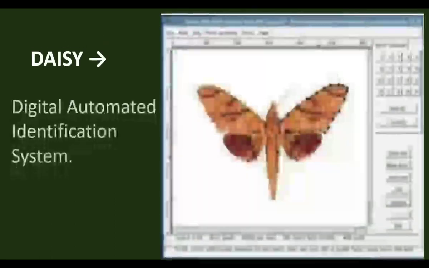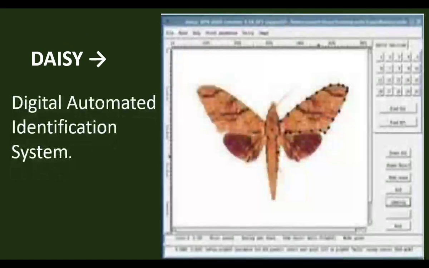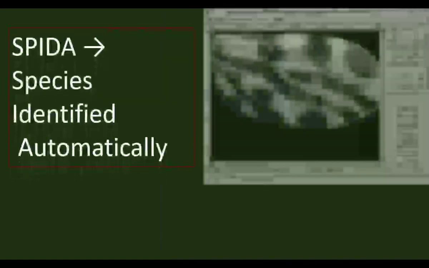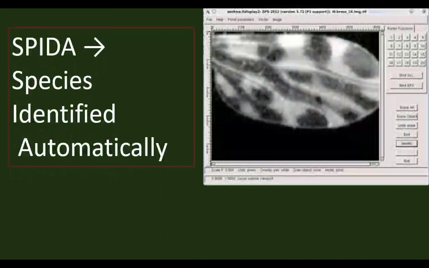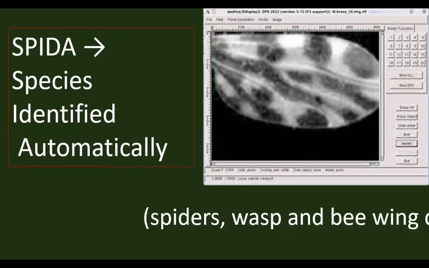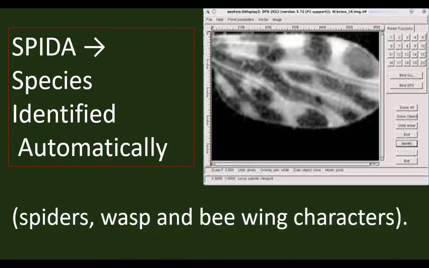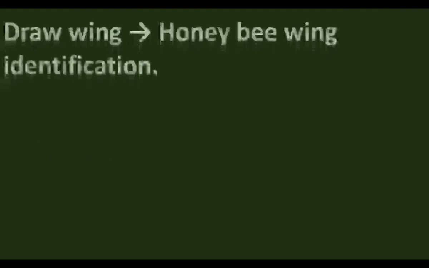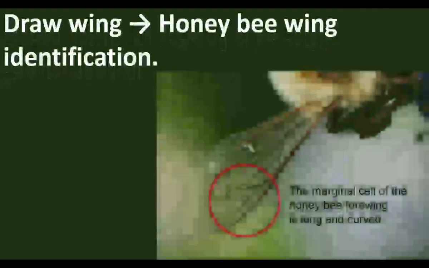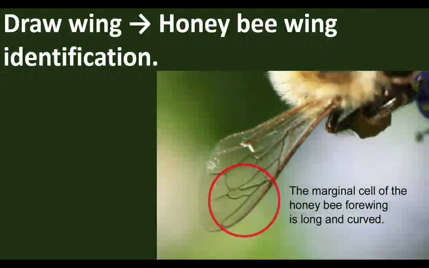DAISY is also an automated identification tool. SPIDER: species identified automatically. This tool is used for identifying spiders, wasps, and bee wing characters. DrawWing: honeybee wing identification. The DrawWing tool is used to identify the pattern of honeybee wings.